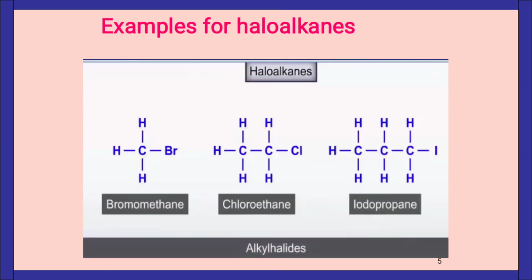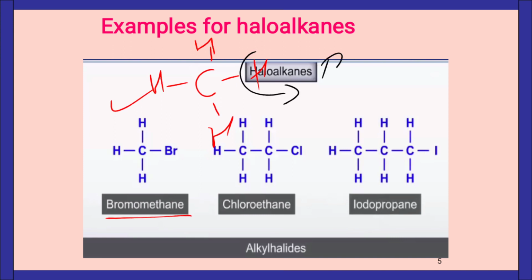Now let's see the examples of our haloalkanes. Hope you can clearly see. Okay, so the first example is bromomethane. Firstly, methane, I told you, contains 4 hydrogens like this, and if I replace one hydrogen by bromine, it would give me this structure, that is bromomethane.